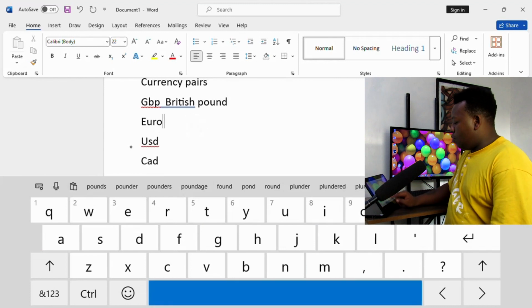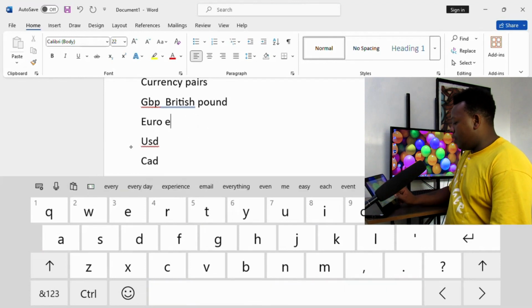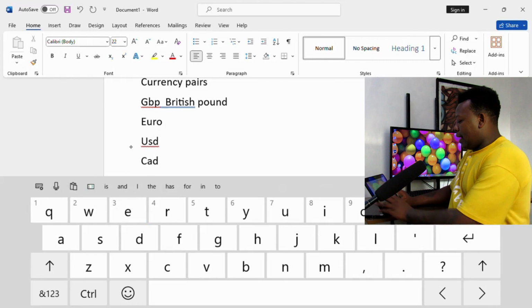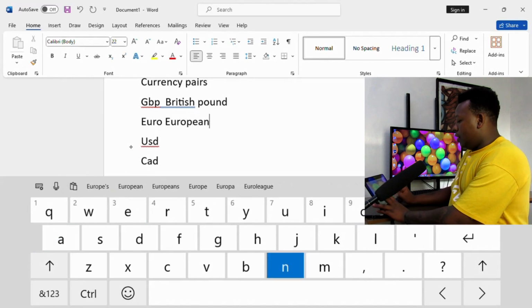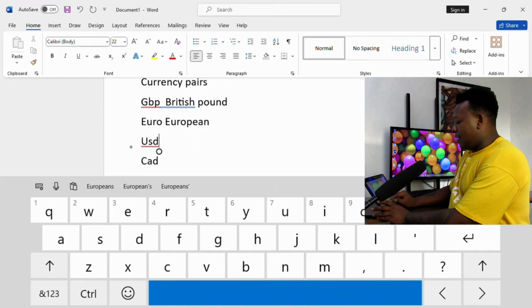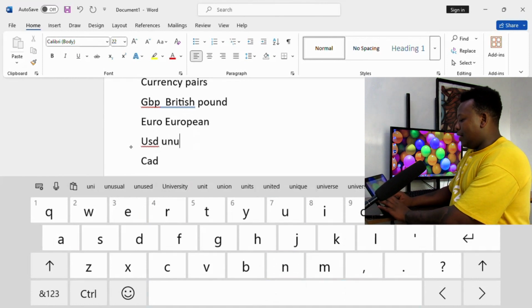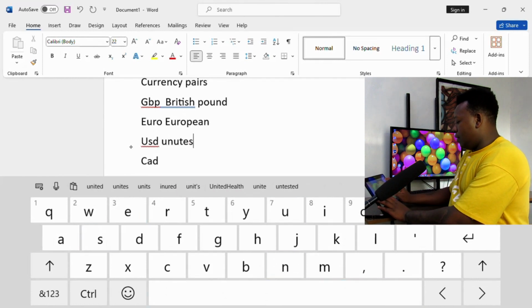When it comes to Euro, that's the European currency. And of course we have the United States dollars. This one is the United States.